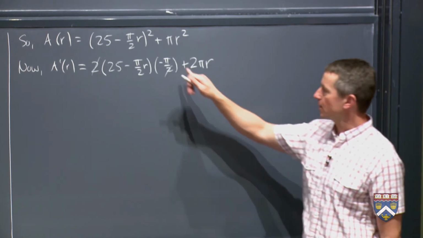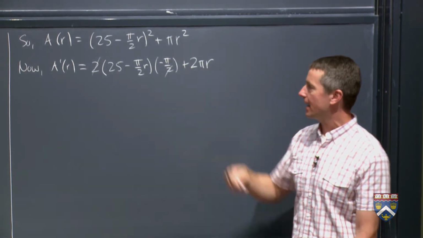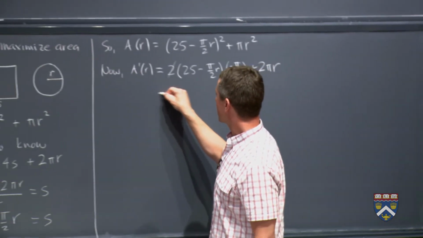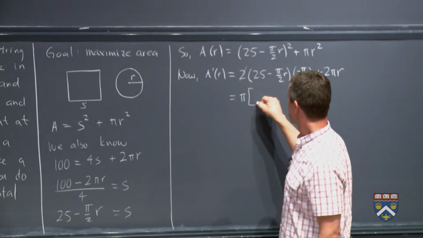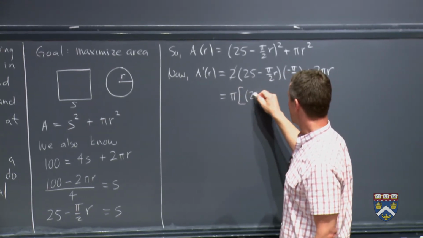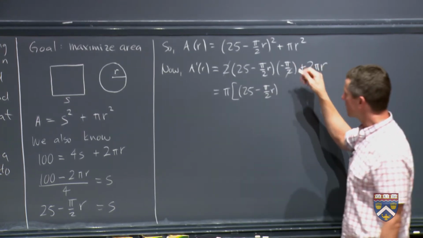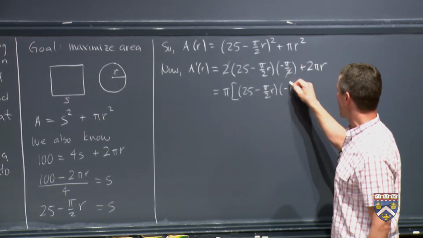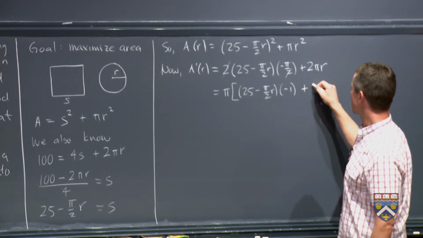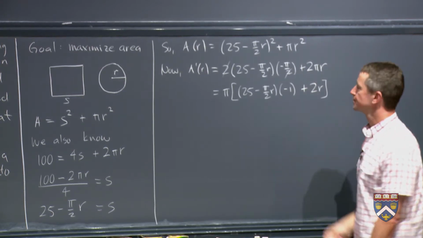And I think we can factor a pi out of this term and a pi out of that term. So if we factor out a pi, from this we've still got the 25 minus pi over 2r. And from this, when we factored out a pi, we've still got a negative 1. And from this, when we factor out a pi, we've got a 2r.